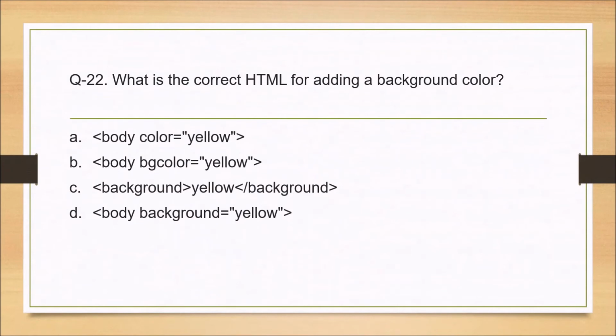And the next question is, what is the correct HTML syntax for adding a background color? And the options are body color equals yellow, then body bg color equals yellow, then background yellow, background closing tag, and then body background equals yellow. And the correct option is B, body bg color equals yellow.